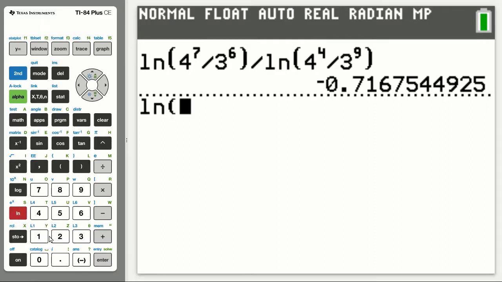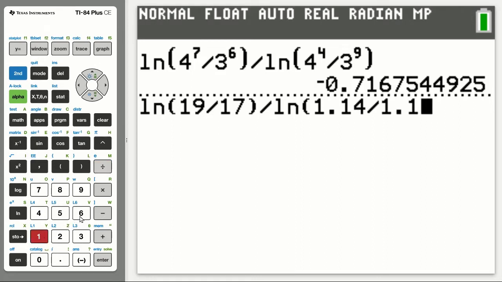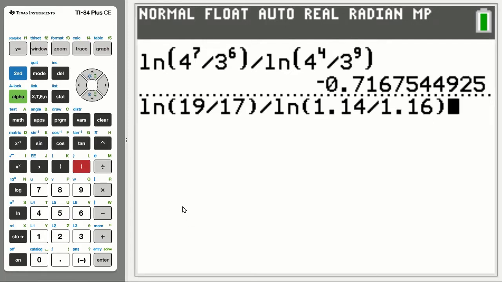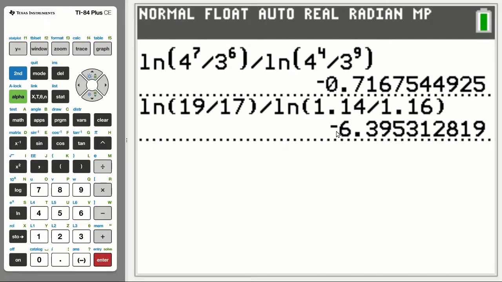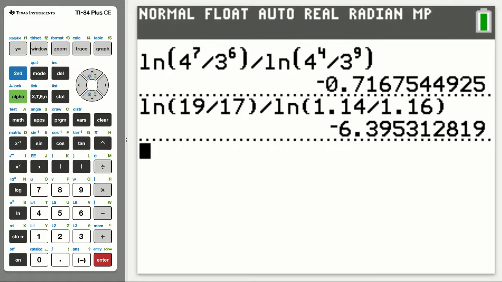Natural log of 19 divided by 17. Okay, so this is the numerator. I'm dividing that by natural log of 1.14 divided by 1.16. All right, and now the answer comes out minus 6.395, and allow me to keep these values in 3 decimal places in this lecture. So minus 6.395.